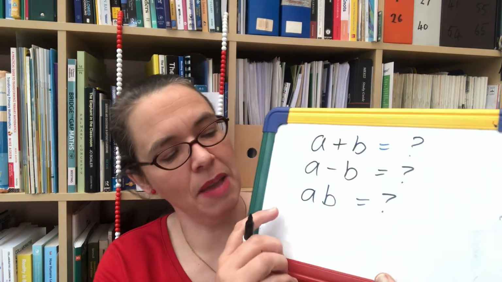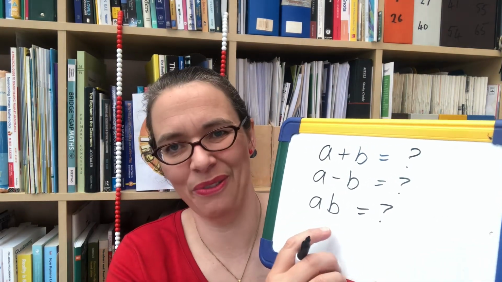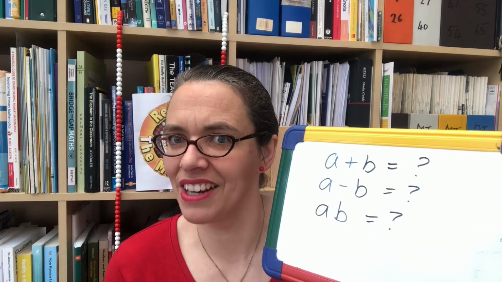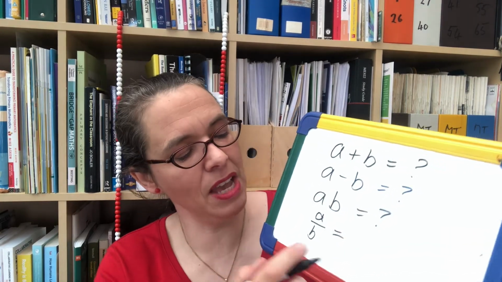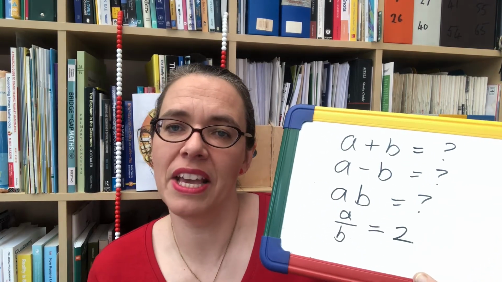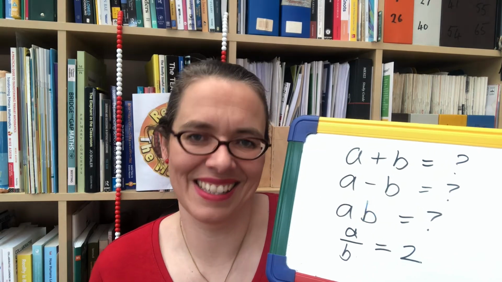Next one, AB equals a number, let's say 24. So A might be 1 and B might be 24, A might be 2, B might be 12, and so on. Could they be fractions? Could they be decimals? And then there's, if A divided by B equals 2, what could A be? What could B be? And you can extend the answers in that way.